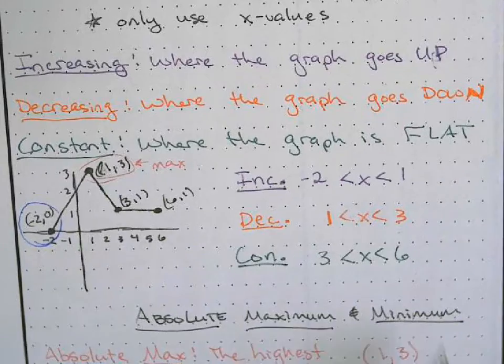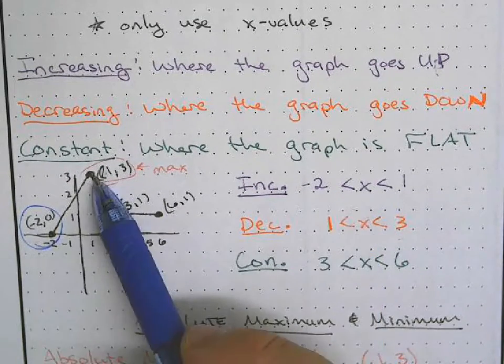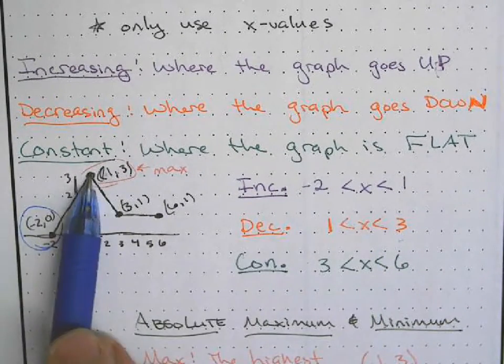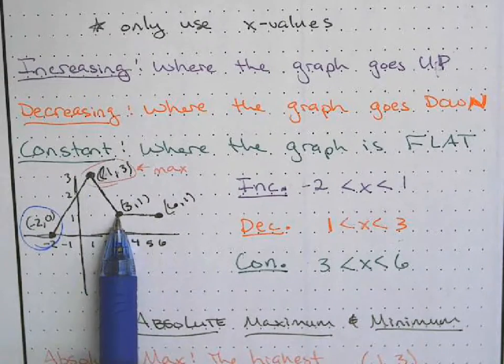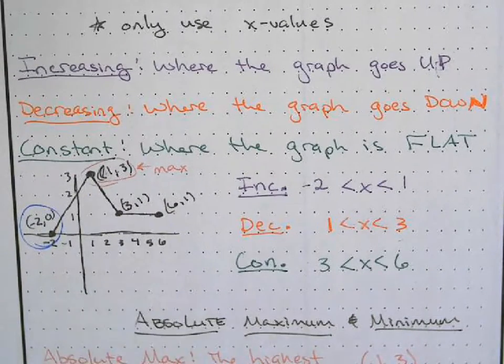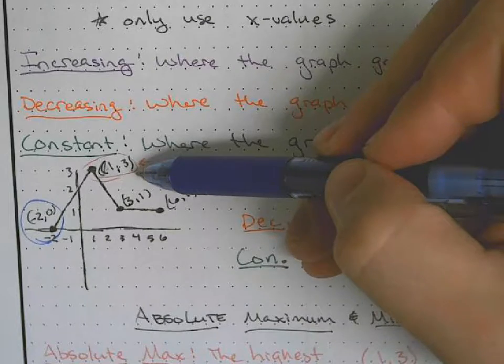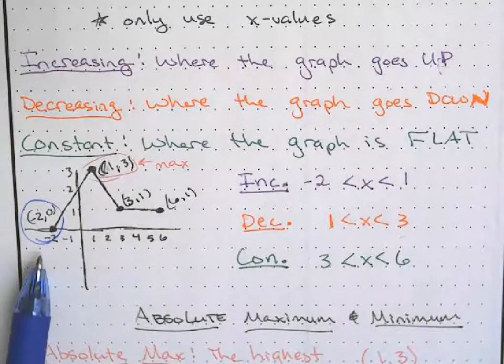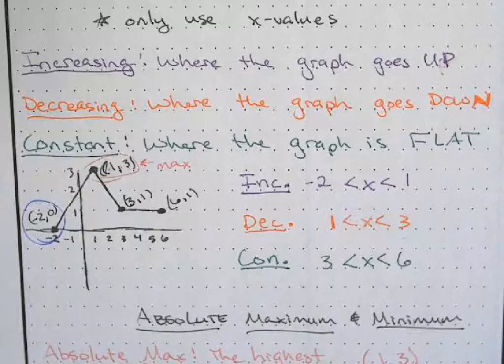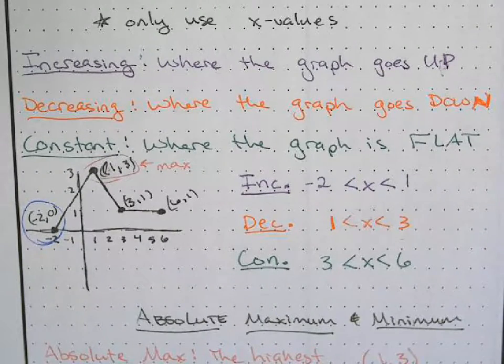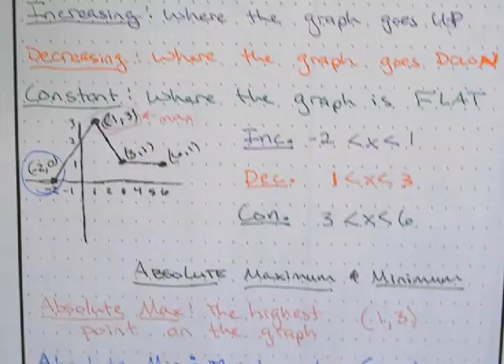So we can find our zone where it's increasing, where the graph is going up, our zone where it's decreasing, where the graph is going down, and our zone where it's constant, where the graph is flat. And then we can talk about a maximum point, the highest point on the graph, and a minimum point, the lowest point on the graph. And those are a few of the characteristics that we can talk about when we're looking at graphs.